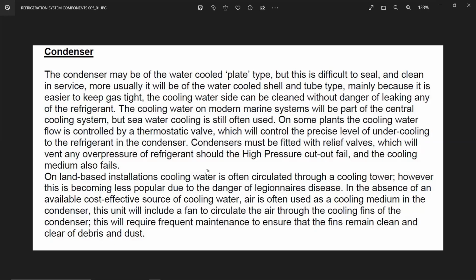On land-based installations, cooling water is often circulated to a cooling tower. हमारे यहाँ पे नहीं होता cooling tower. However, this is becoming less popular due to the danger of Legionnaires disease. Legionnaires disease is basically when air gets infected by bacteria.